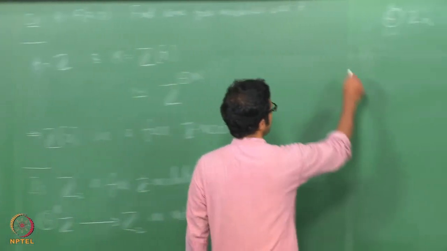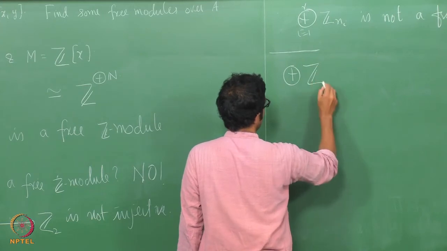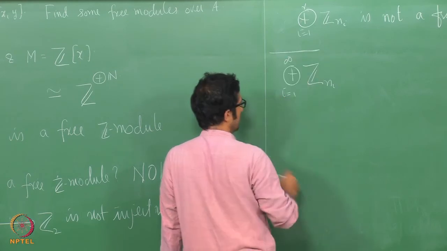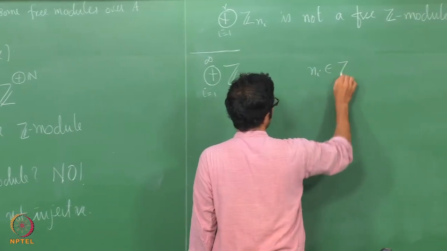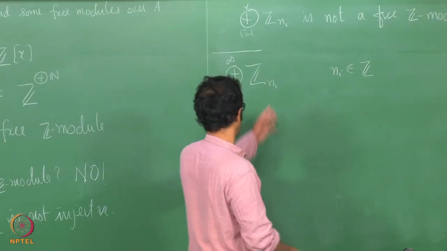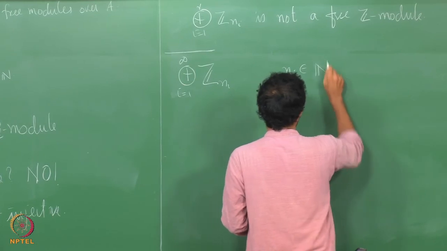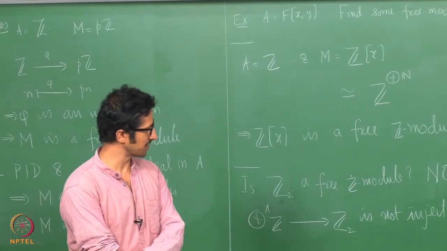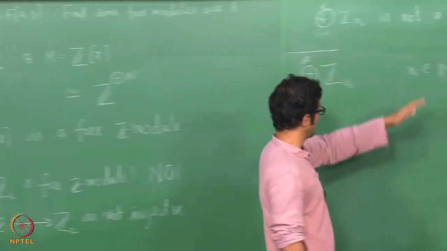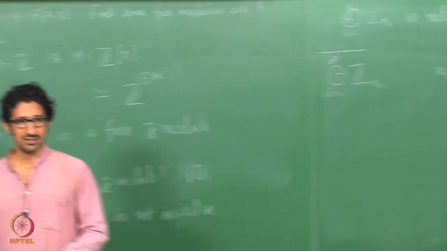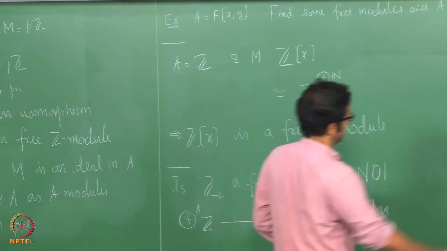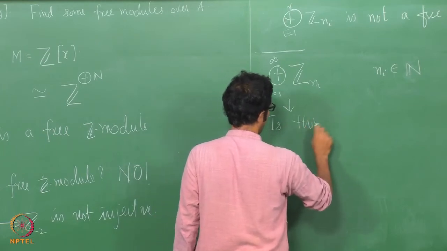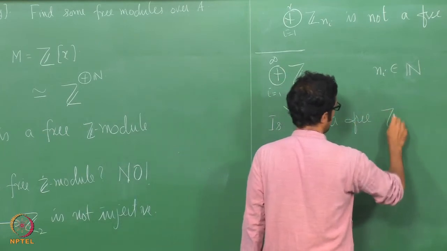But what if I take the direct sum of Z_{n_i}, i from 1 to infinity, where n_i is in Z? With the usual notation, we will expect it to be natural numbers. I can even exclude 0 and 1. So is this a free Z module?